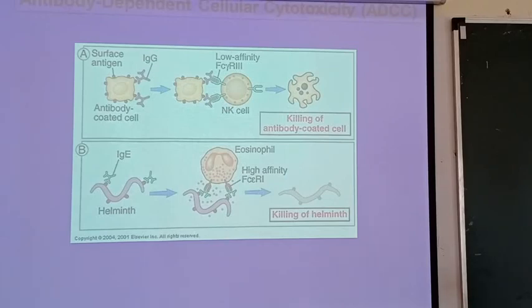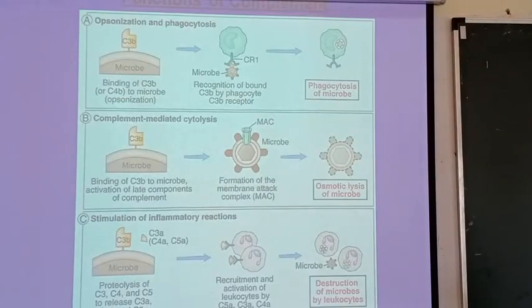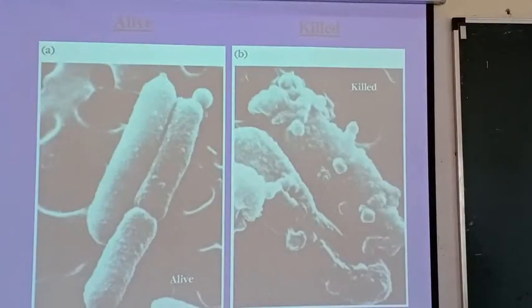And this is a natural killer cell. How does it play an important role? Killing of the helminth. How is helminth killing done by these cells? Now these are opsonization, the best example of phagocytosis. Microbes are phagocytosed and destruction of the microbes by leukocytes is carried out. And this is the best photograph which shows killing. This is a live bacterial cell, this is live bacteria, and this is a killed bacterial cell.